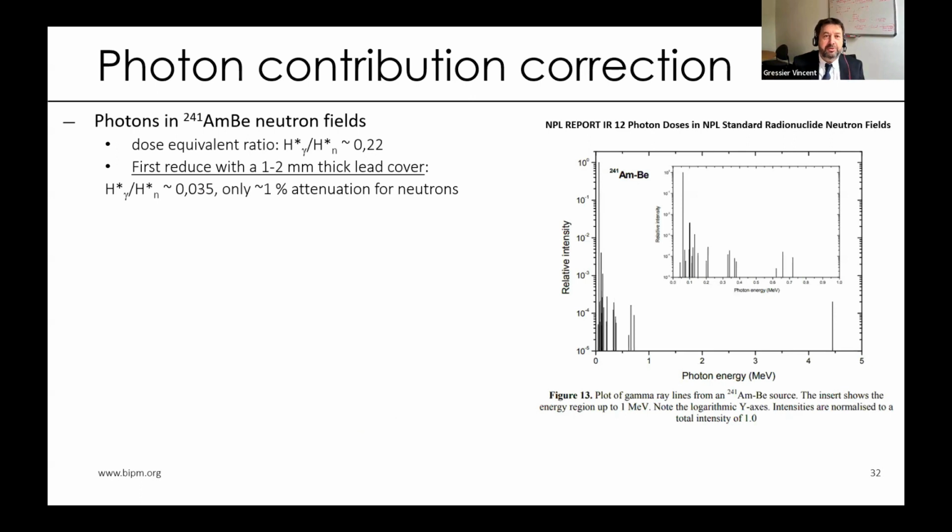About the photon contribution correction. As I said previously, a lot of photons are produced with the americium-beryllium source. If you look at the ratio between the dose equivalent due to the photons and the dose equivalent due to neutrons, it is about 22%. So that's why generally there is a 1 to 2 millimeter thick lead cover placed around the source. It will reduce the neutrons by about 1%, but will reduce the ratio to a more reasonable level, which is 3.5%.